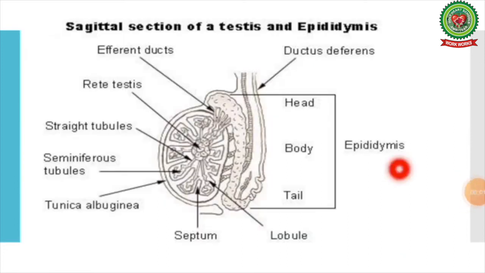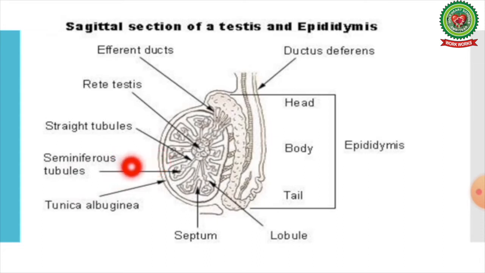This image shows the detailed structure of the testes. Testes is encapsulated in a white fibrous connective tissue layer called tunica albuginea. Here is the tightly coiled portion that shows seminiferous tubule, where the process of spermatogenesis takes place.